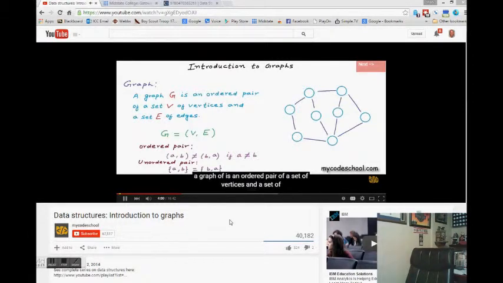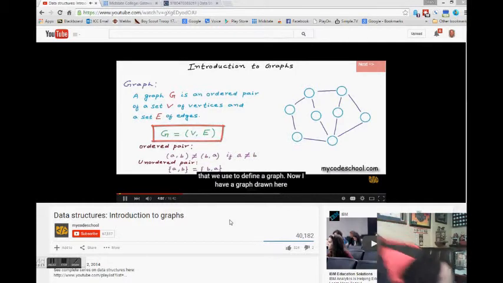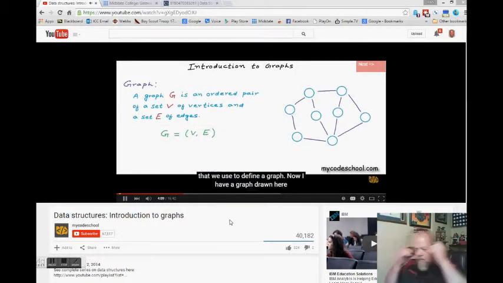G equal (V, E) is a formal mathematical notation that we use to define the graph, consisting of a set of vertices and a set of edges. Now I have drawn a graph here. This graph has 8 vertices and 10 edges.